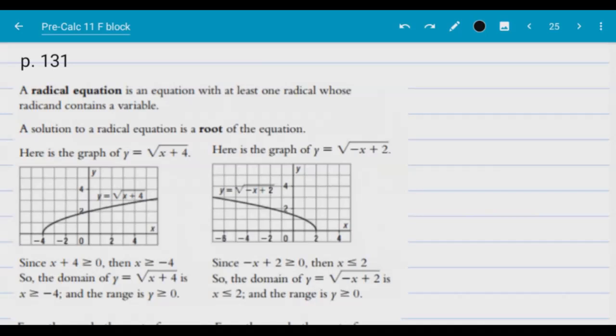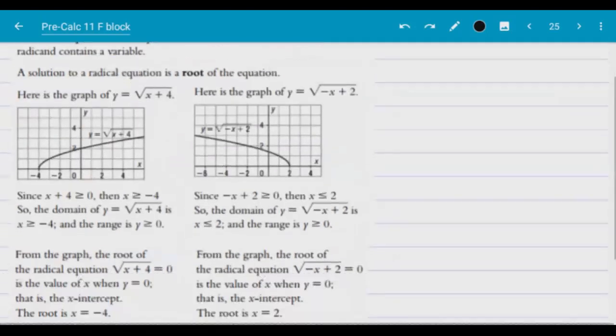The solution to the radical equation is called a root. The solution, which is a root, will also be found at that point where it is the x-intercept. Therefore, when I say what is the x-intercept, I am also referring to the root of the equation. There is also another name for it as we continue. All right. In fact, there are four other names for it.